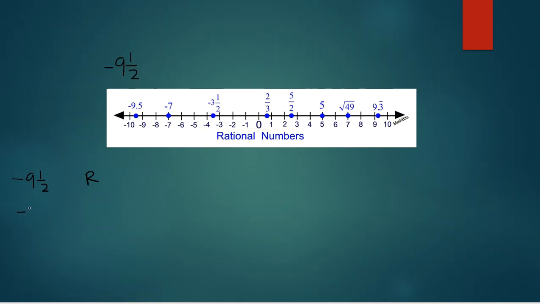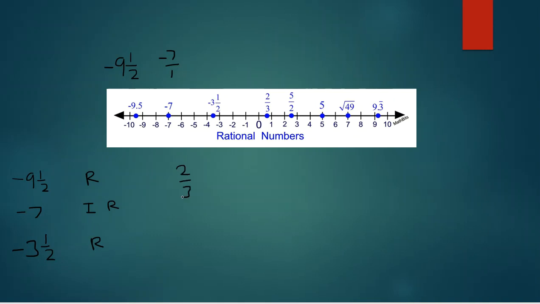Negative 7, though, could be classified as both an integer and a rational number. And remember, if we want to write negative 7 as a fraction, we would just put that over 1. Negative 3 1/2 would be classified as a rational number only.